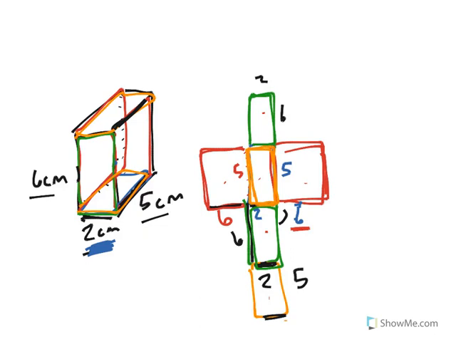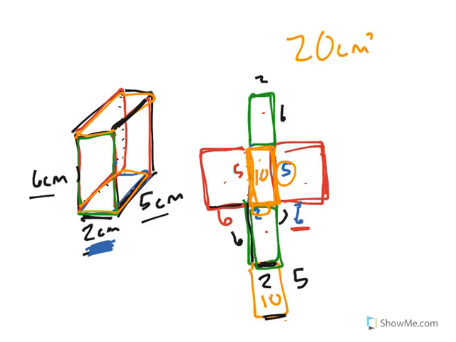So our top and our bottom, we have 2 width and 5 length. So we're going to do 2 times 5, and that would be 10. Now we have 2 of them, right? So those both are going to be 10. So our bottom and our top together are going to be 20 centimeters squared.